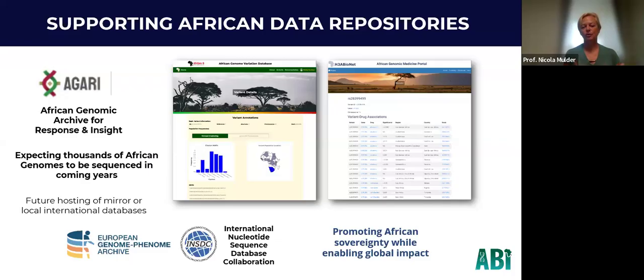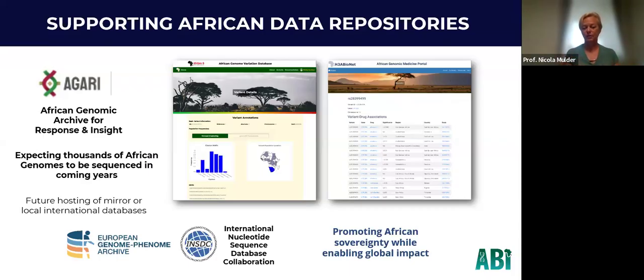We're also looking at future hosting or mirroring of international databases. So the European Genome Phenome Archive, the International Nucleotide Sequence Database Collaboration. These are all major and well-known public databases in the life sciences, and they're all served from outside of the continent. So they're based in Europe or the US. And these organizations have recognized that people from Africa don't want to submit the data because they feel like they're losing that control over the data.